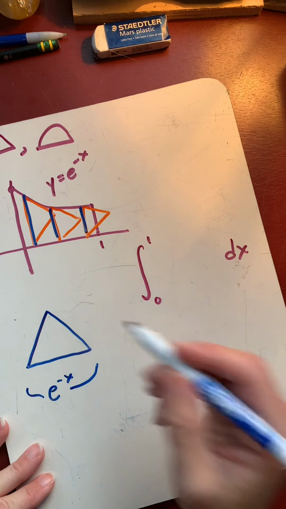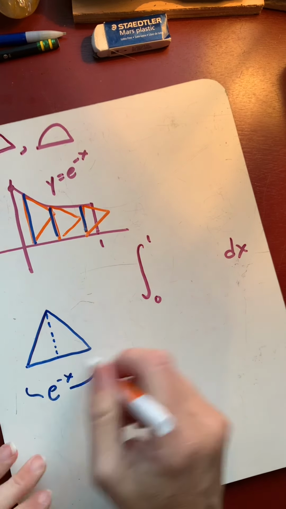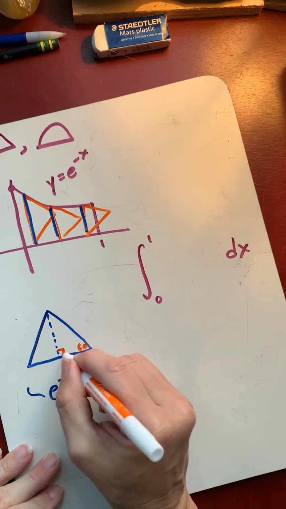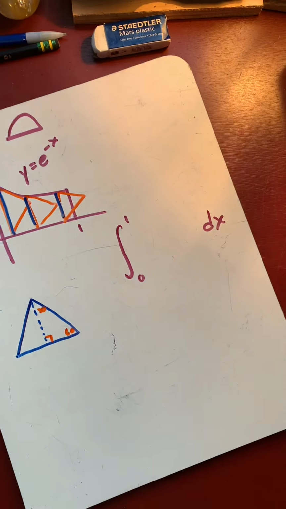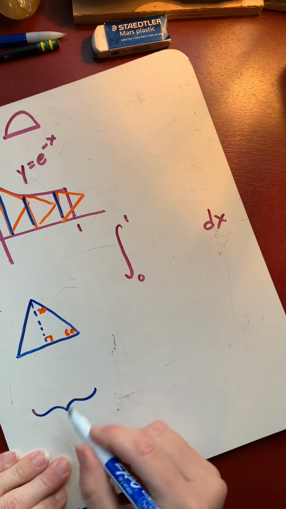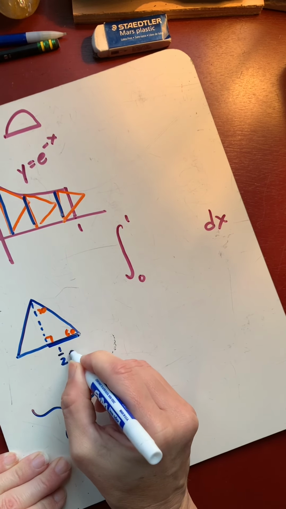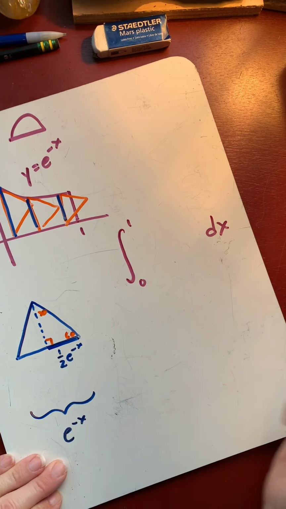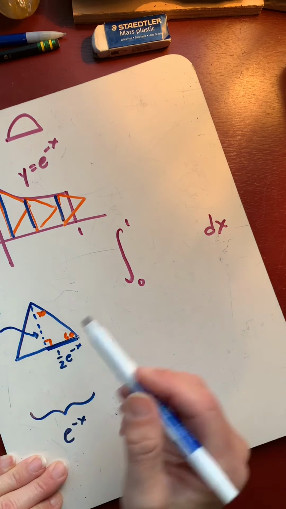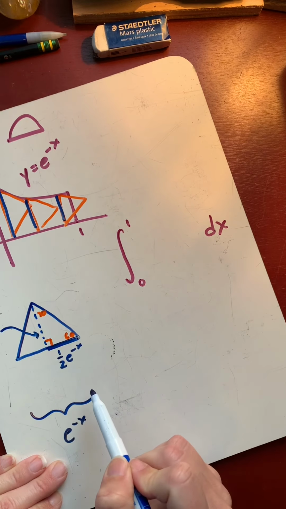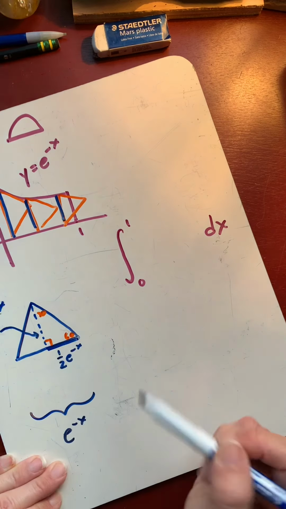Well, I need 1/2 base times height, so I need to figure out what the height is. This triangle is a 60, 60, 60 triangle, so this little one is 60, 90, and 30. So how do we figure this out? I'm just going to give myself more room. If the entire base was e to the negative x, this much is 1/2 e to the negative x. And the rules are, if this is the 30-degree side and I need to find the 60-degree side, the 60-degree side is the 30-degree side times root 3. So this side's going to be root 3 over 2 e to the negative x.